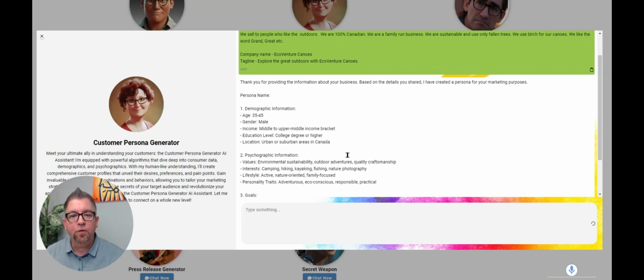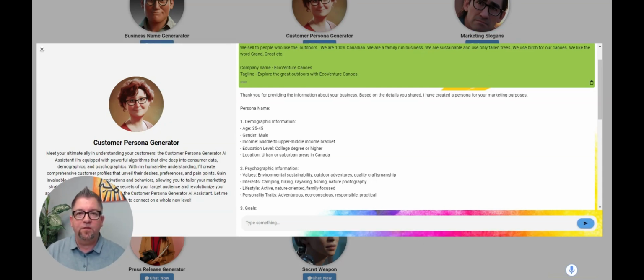Now, what is the persona generator? What it does is it identifies who is most likely to buy from you and use your product. Why is this important? It's important because we want to make sure that we're targeting the people who are our customers. We don't just want to target everyone. We want to at least zone in and go a little bit closer to who our perfect target market is. And this is what the customer persona generator will do. It'll show you who that perfect target market is.